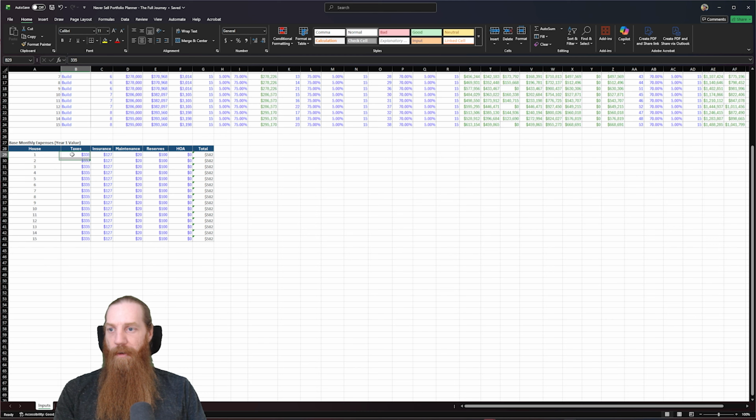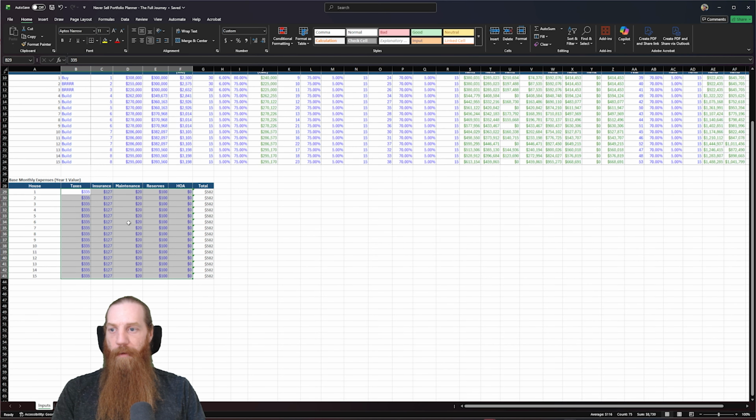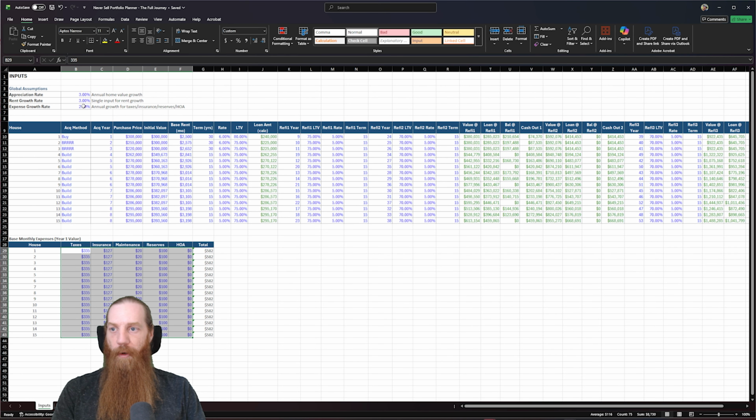I want to make a note here that these values that you see in this table right here are all going to be your year one value. Okay. Whatever the taxes, insurance, maintenance, and reserves, whatever all of that is today, essentially in year one, you want to enter those values here, and then it will automatically have that 2% per year growth rate applied to it when we go to the tables page.